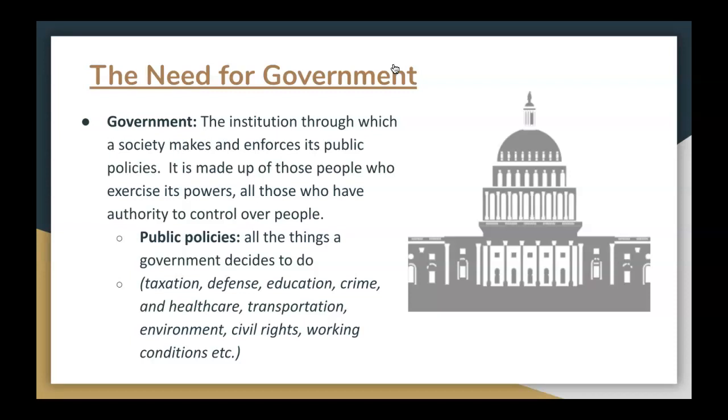Public policies are all the things a government decides to do. For example, taxation, defense, education, crime, healthcare, transportation, the environment, civil rights, working conditions, etc. When you think about all the things that government does do, they put forth policies in theory to help make things better for the people upon which they serve.